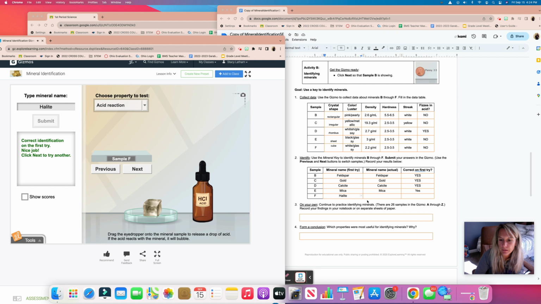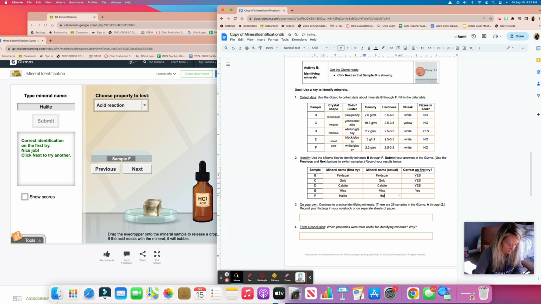And there you go. It is correct. So we have halite for the next one. Correct on first try? Absolutely.